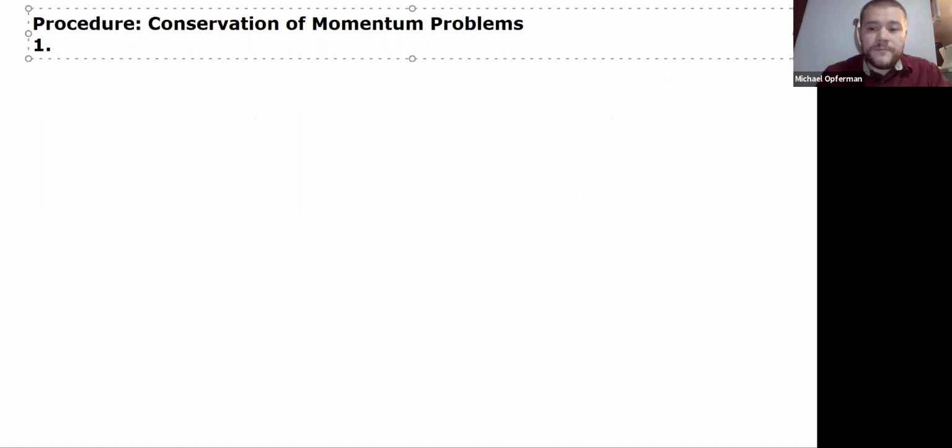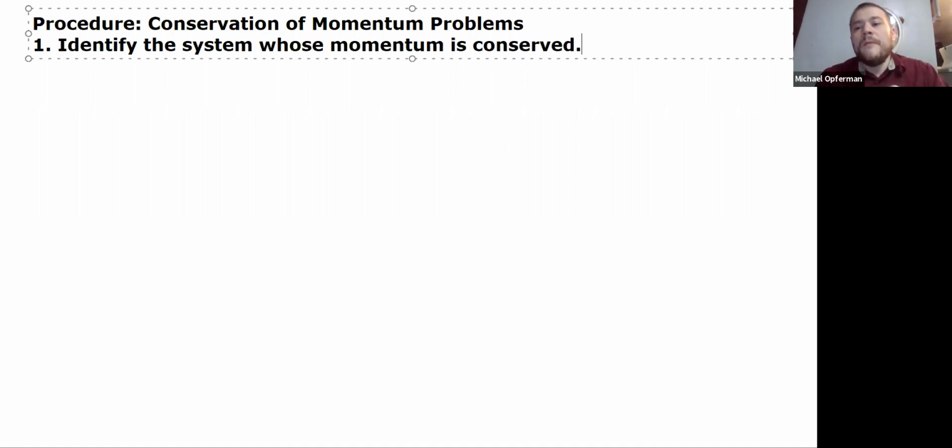So step one is to identify the system whose momentum is conserved, which sounds very simple and straightforward, but is an important step because there are a lot of cases where people start to get confused about exactly what am I supposed to include here.